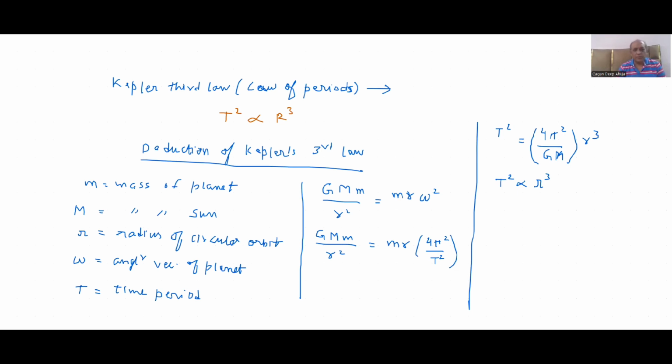So this is how we can deduce the Kepler third law of planetary motion. Let's solve one problem based on this Kepler's third law of planetary motion also. So let me go to the next page. Here is one illustrative example. It says that the time period of Jupiter is given as 11.6 years. The question asks how far Jupiter is from the sun. So we have to calculate the distance of Jupiter from the sun.